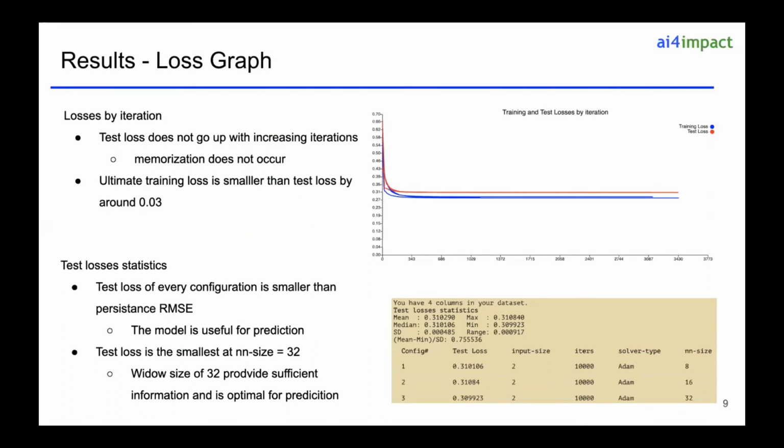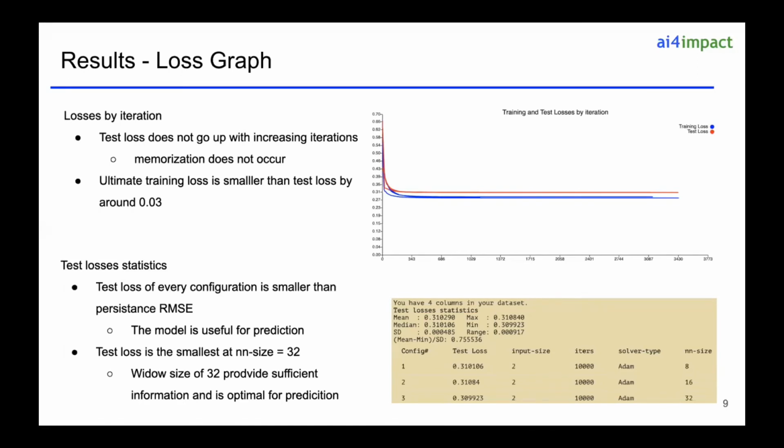We start by analyzing the loss graph and relevant statistics. We can see that memorization did not occur because the red line representing test loss does not go up as iteration increases. The eventual test loss and training loss are both around 0.03. Since the test loss is smaller than the persistence RMSE, we can conclude that the model is useful for prediction.